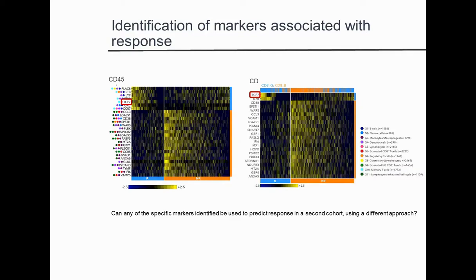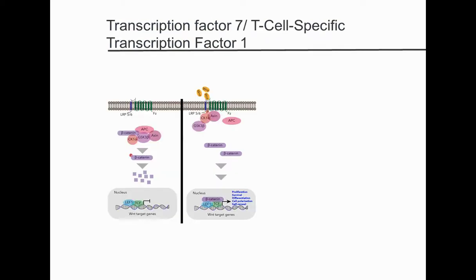So we decided to focus on TCF7 because this gene was one of the top genes that was associated with response when looking at all cells, or when looking specifically within the CD8 T-cells. It was also one of the most highly differentially expressed genes within the CD8G cluster, which is the memory-like cluster. So what is TCF7, or transcription factor 7?